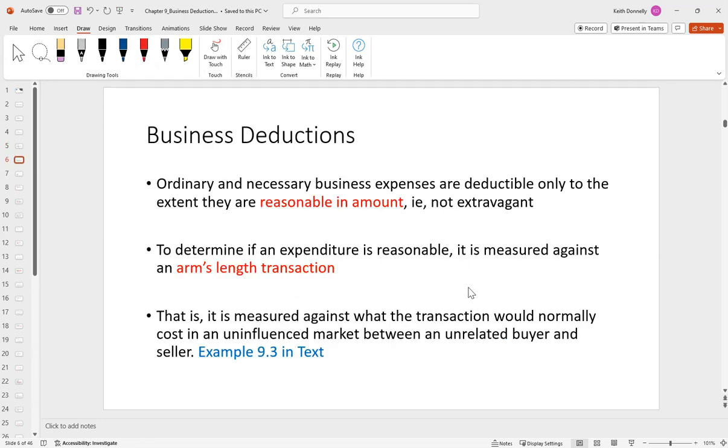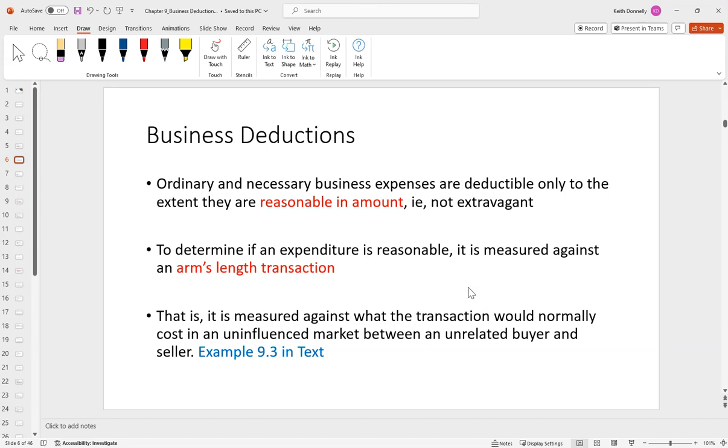One thing with ordinary and necessary business expenses is they have to be reasonable in amount, non-extravagant. So you're generally not going to get a deduction for driving a Porsche in the business. They're going to cap that down. They're not going to let you deduct a meal where it's caviar. Now, there are very limited contexts where that may be allowed, but in general, they have to be reasonable. And how they determine if it's reasonable is they look to see whether this is an open market, arm's length transaction, reflective of what it would cost.